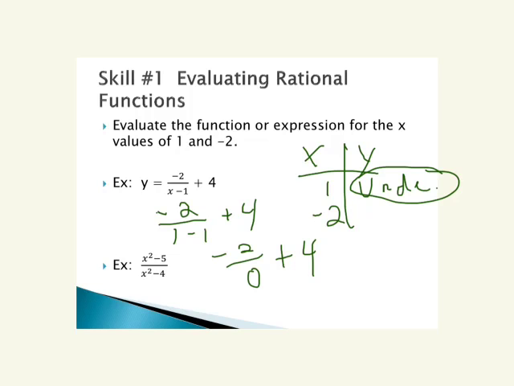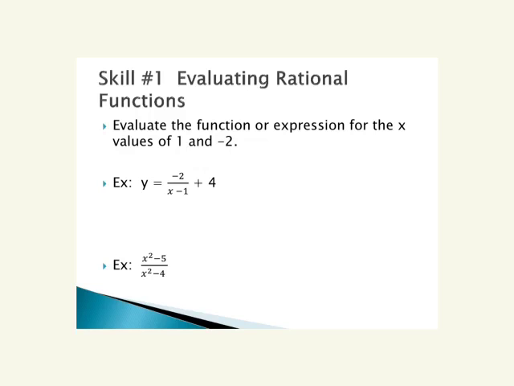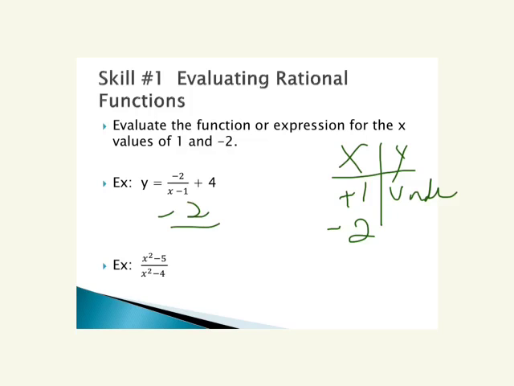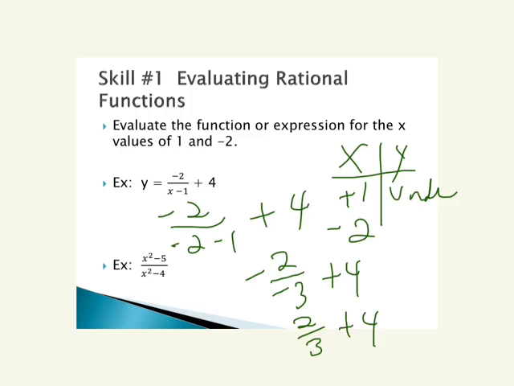Let's plug in negative 2. When it was positive 1, it was undefined. If we plug in the negative 2 here, negative 2 minus 1 would give us a denominator value of negative 3. So we would have negative 2 over negative 3, plus 4. Now negative 2 divided by negative 3 would just be a positive 2/3. So we'd have 2/3 plus 4. So what's my answer going to be there? 4 2/3. So the first answer is undefined if it's 1. And if it's negative 2, the answer is 4 2/3.